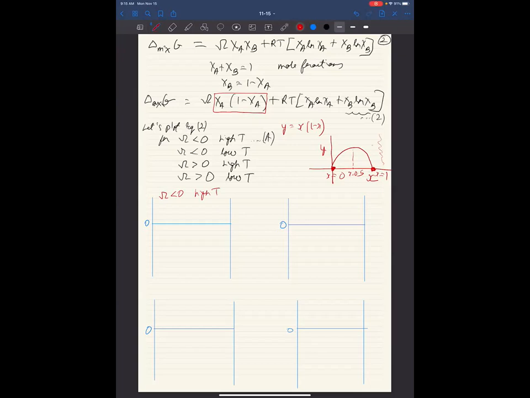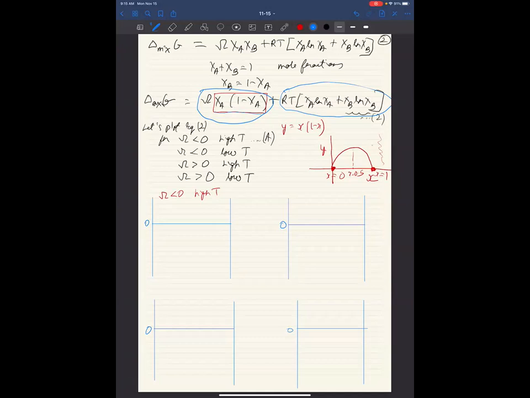We are trying to plot the delta H mixing, which is this part. Then we are trying to plot this second part, and then we are trying to add it up, okay? And that will give us delta G mixing. First part, XA, we saw that XA multiplied by 1 minus XA is always positive. But now it is multiplied by an omega, which is negative.